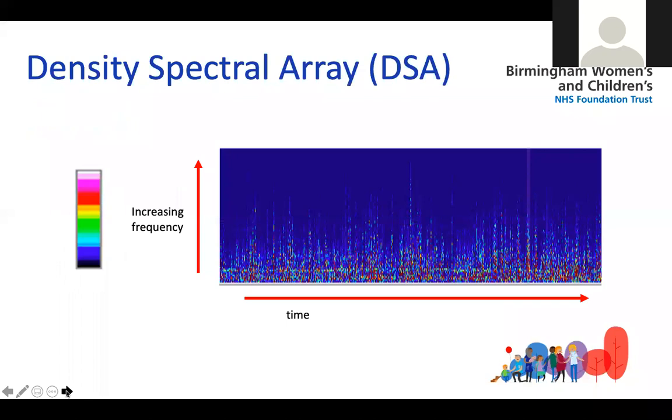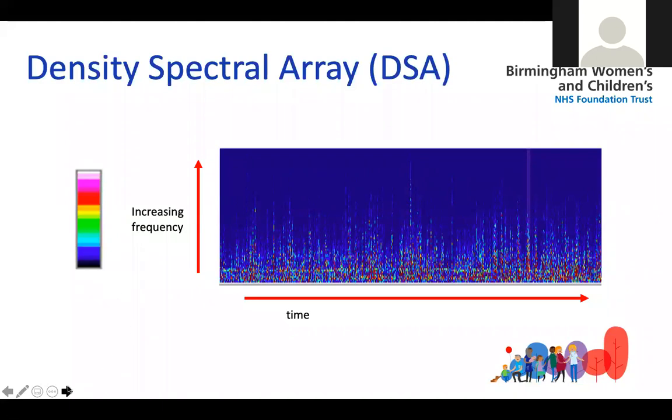And we also run a spectral array, which is a colour-coded frequency. So we have this little bar, which I'll show you on the next screen, which basically codes colours into frequencies, with the red generally being the faster frequencies and the blues and the black being your lower frequencies.